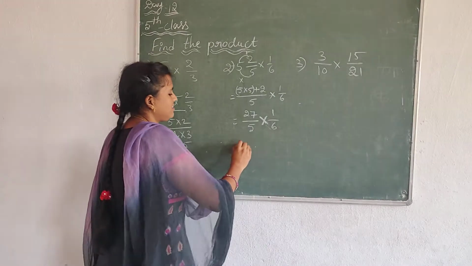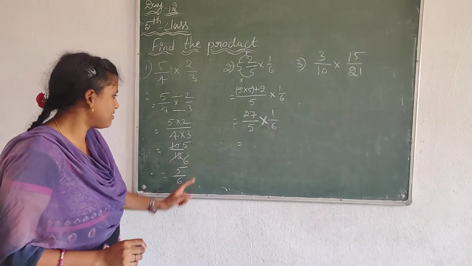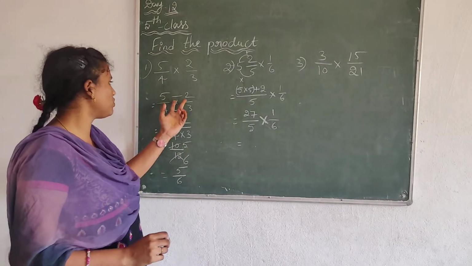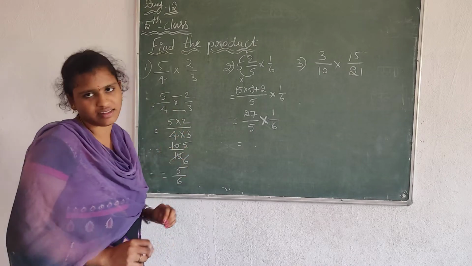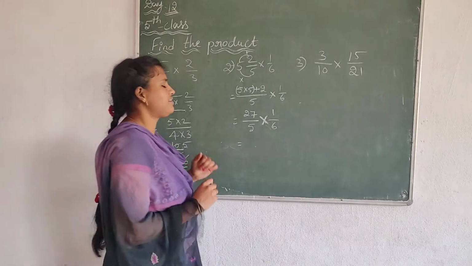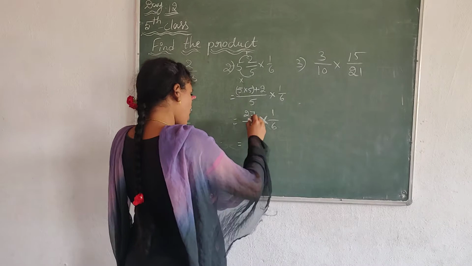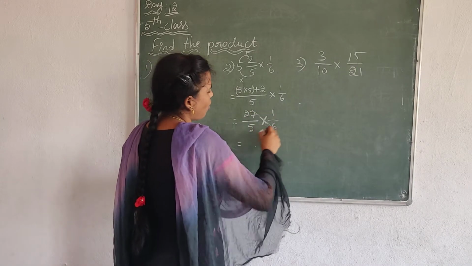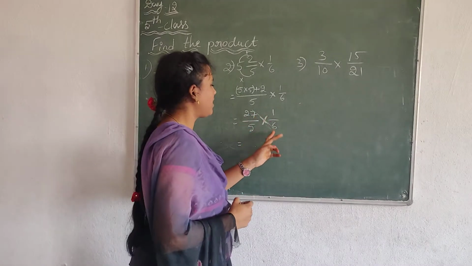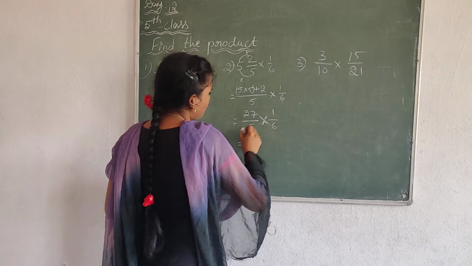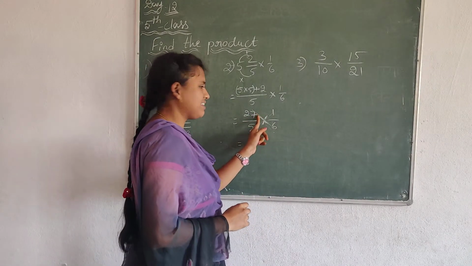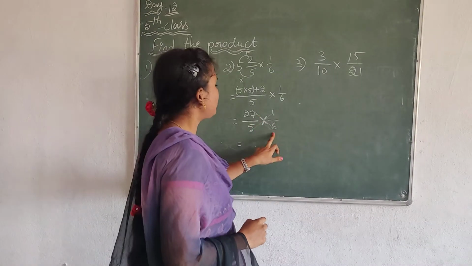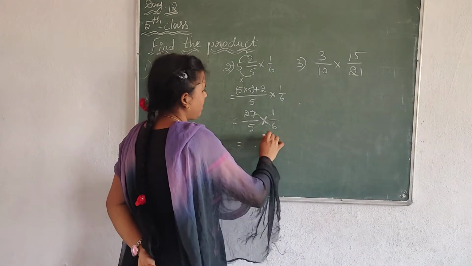This is one method. If you multiply both numerators and denominators, you will get the answer. That is one method. See here, I will tell one more. Check the numerator and denominator like a cross. Check this numerator and this denominator, this numerator and this denominator. That is first fraction numerator, second fraction denominator.